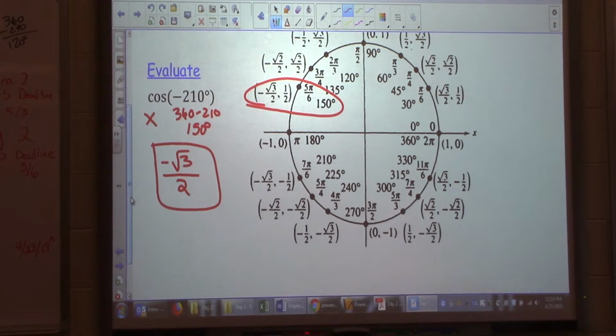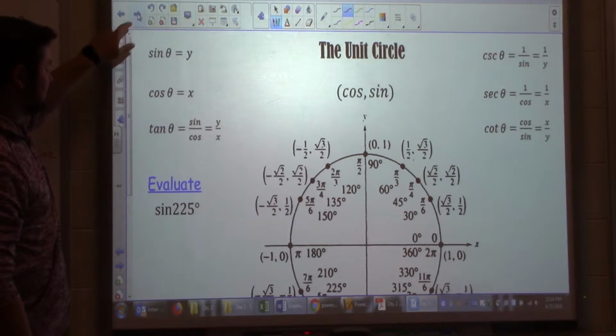We're actually going to do one of those now. We're going to do number 6 next, so sine of 225. What's that, number 3? Yeah, can you... I told you we're going to kind of skip around.